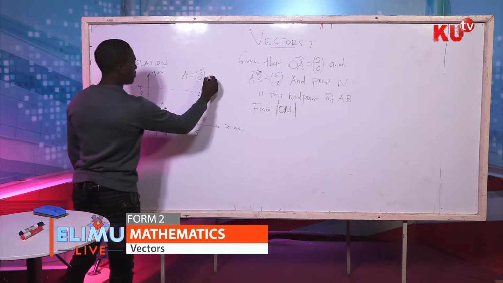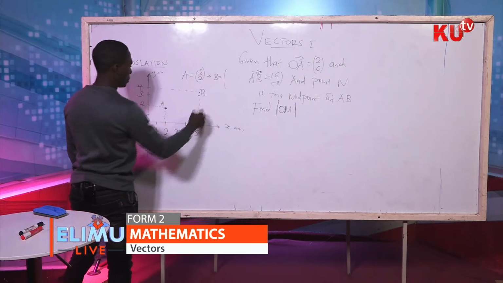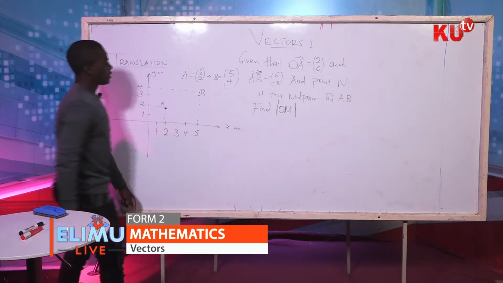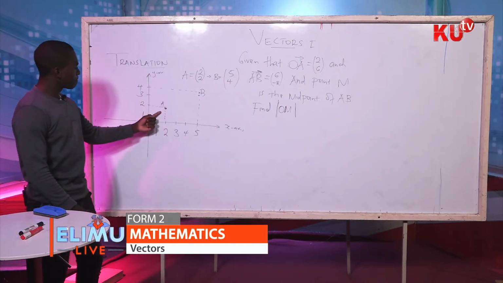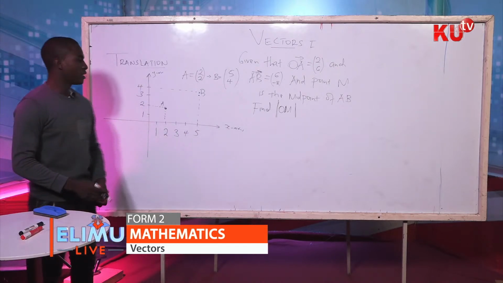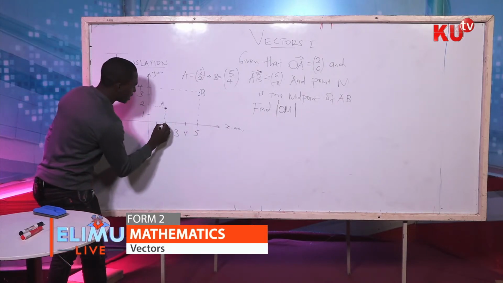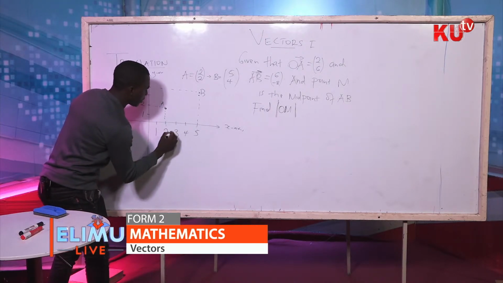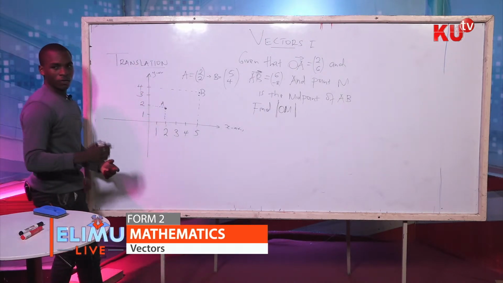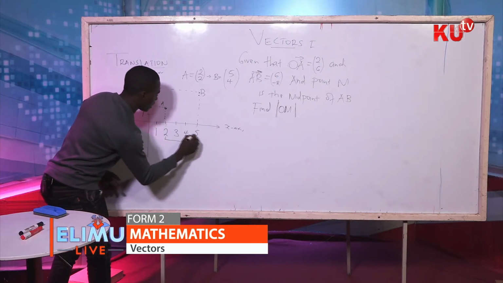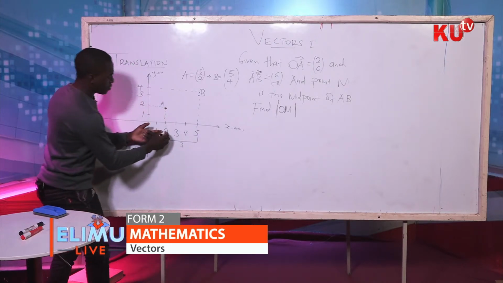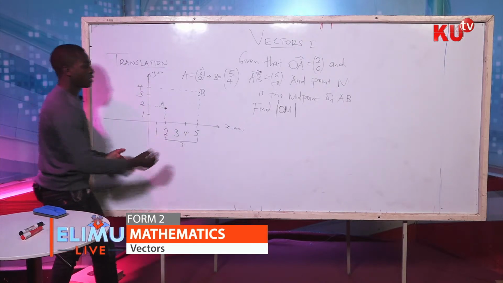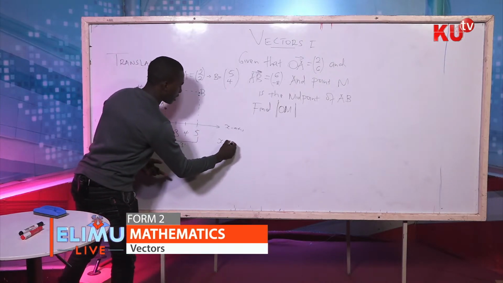So the coordinates of point B will be, the value of x is 5, the value of y is 4. So point A is translated from (2, 2) to (5, 4). Let's see. The change in the value of x from 2 to 5 is how many units? The position of A to B has changed by 3 units on the x-axis. That's from 2 to 3, 3 to 4, and 4 to 5. So the change in the value of x is 3 units. The x-axis has changed by 3 units.